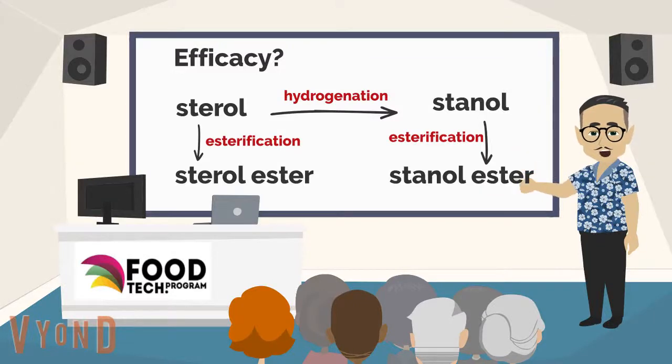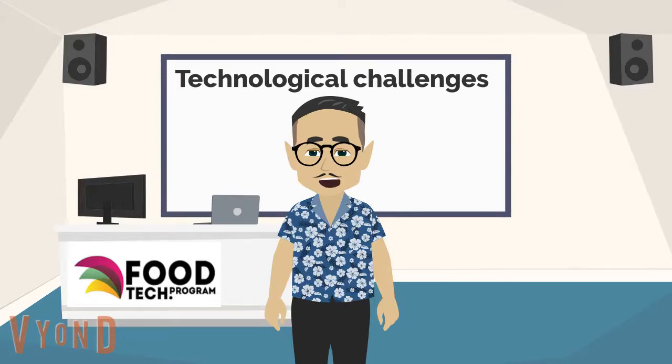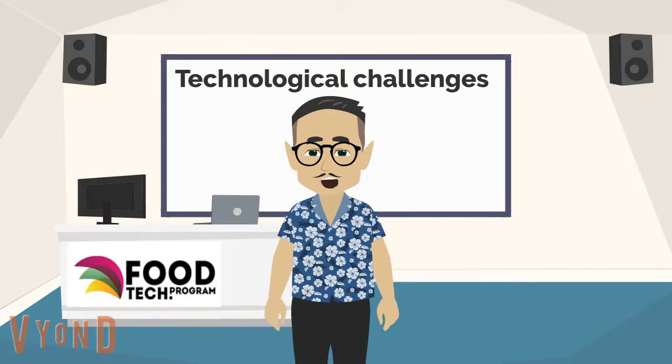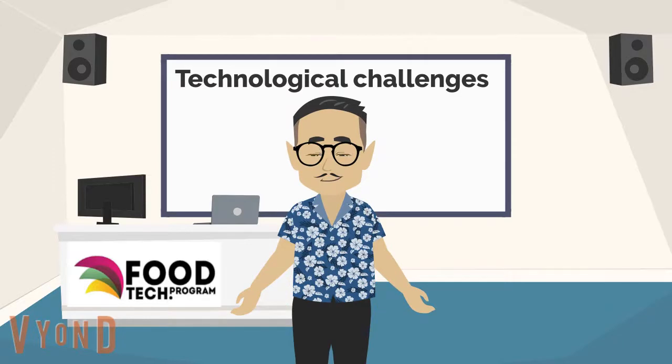You will also learn the efficacy of phytosterols, free phytosterol versus esterified phytosterols. You will also know that sterol can be hydrogenated to produce stanol, and both sterol and stanol can be esterified to produce sterol esters or stanol esters. Perhaps the most important knowledge in this class is all about the technological challenges of formulating with phytosterols.